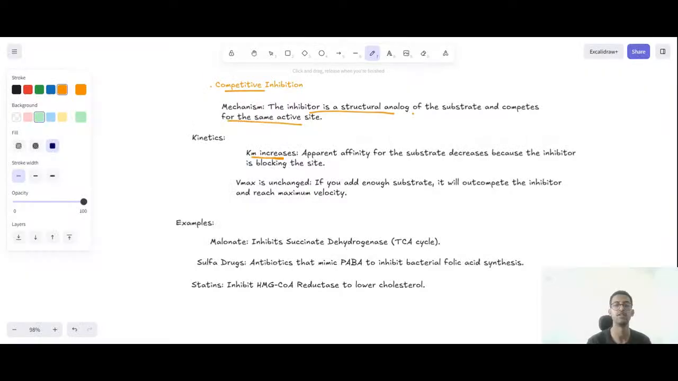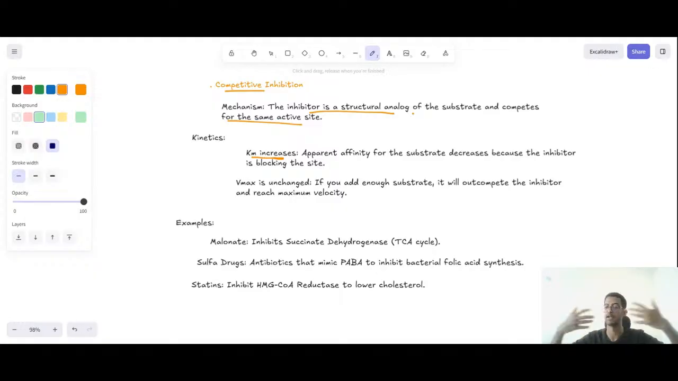If you have lower Km, which means higher affinity አለ ማለት ነው, that is a very great thing. It is very essential. Lower Km አለ ማለት you have what? If you have lower Km you have higher affinity ማለት ነው, and it's preferable. Okay, but Km increases, apparent affinity for the substrate decreases because the inhibitor is blocking the site.